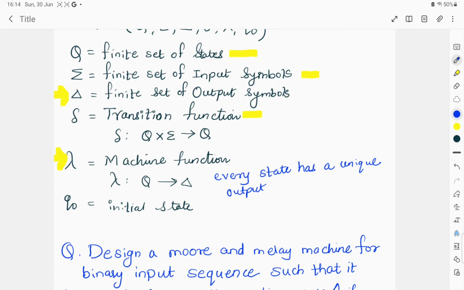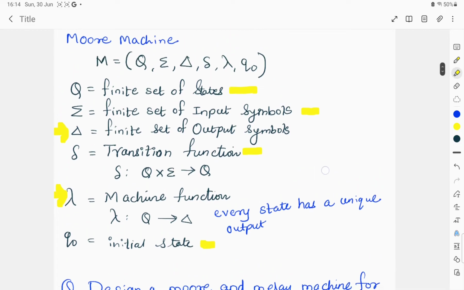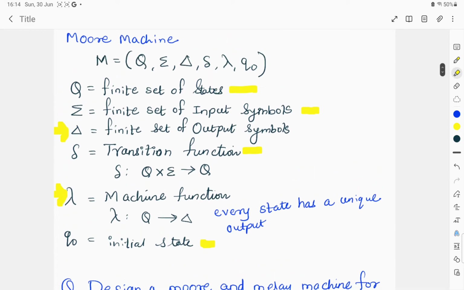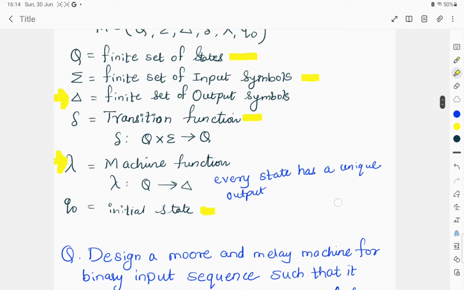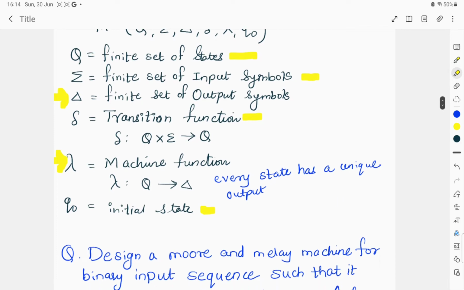q0 again is the same as the initial state. The one thing removed from this is the capital F, the final state. The final state will not be there in Moore and Mealy machines, because the final state is there in DFA and NFA, where reaching the final state means accepting and not reaching it means not accepting. But here there is nothing called accepting or rejecting. Here we have only outputs, and that's why we have no final state.